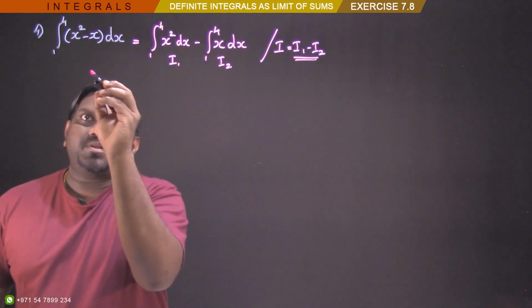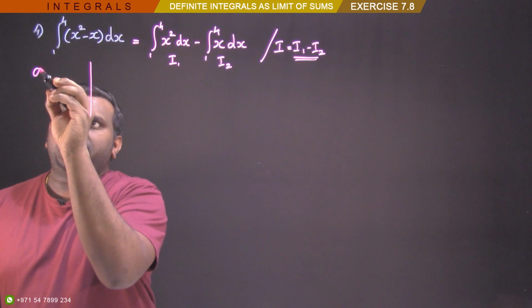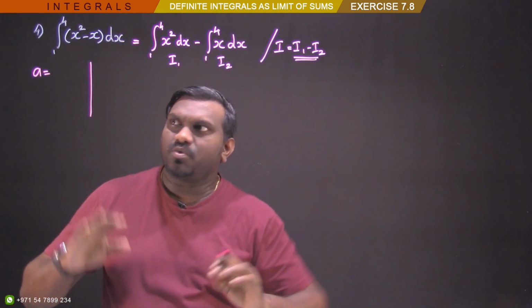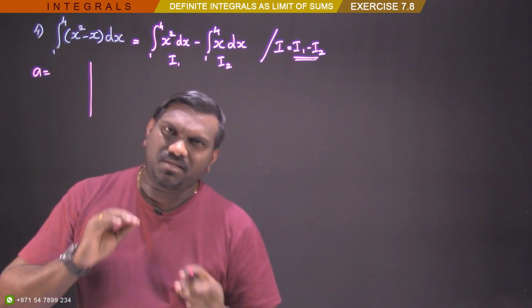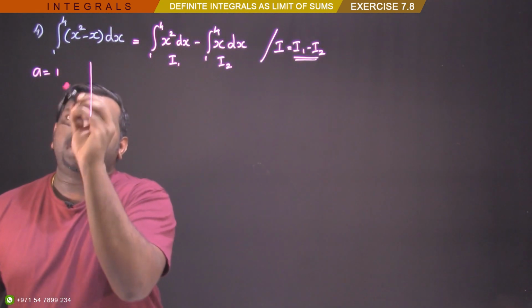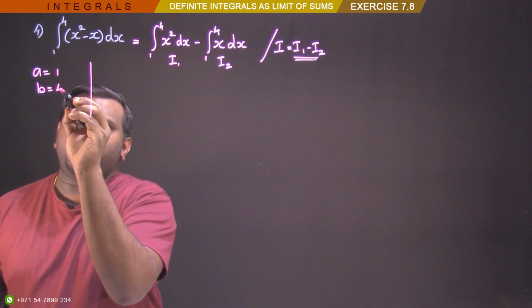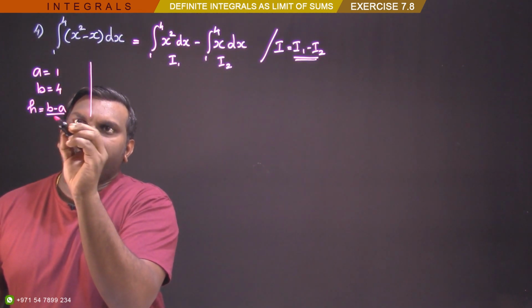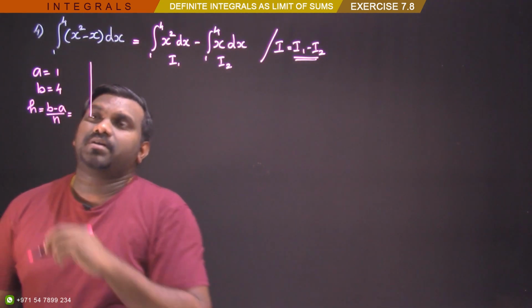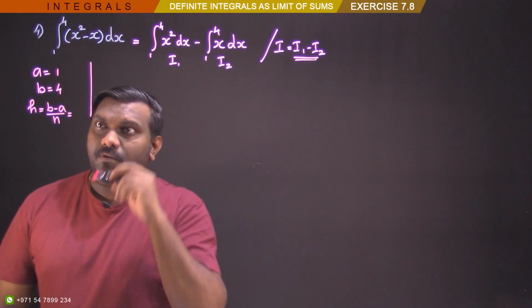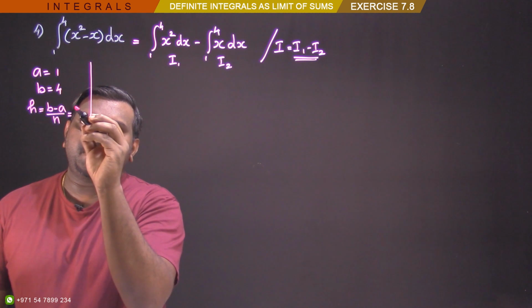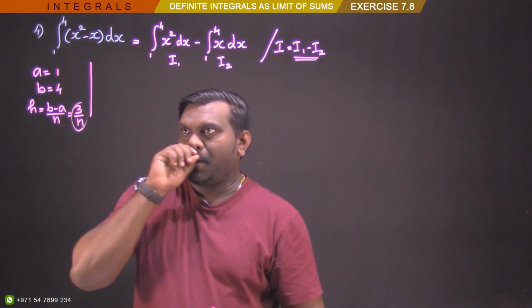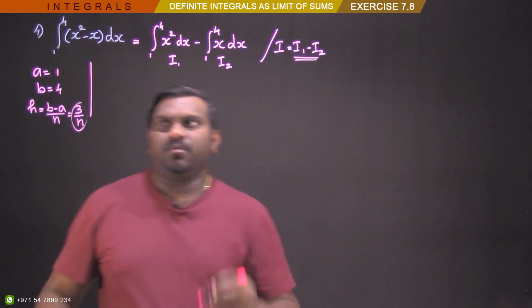Fine. Now we write a and b first. In both cases the limits are going to be the same, so you can just write it once. What is A? A is 1. What is B? B is 4. And as you know, h is equal to b minus a by n. That's going to give me 4 minus 1 is 3, so 3 by n. Fine dear. Now on to I1.